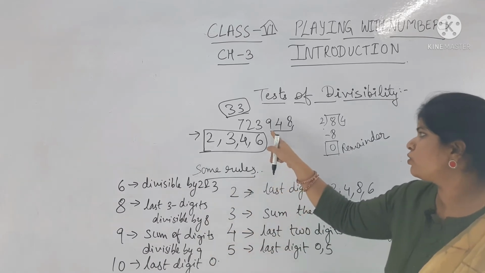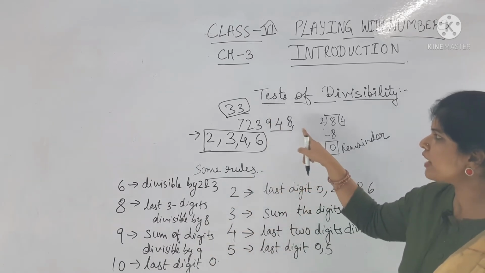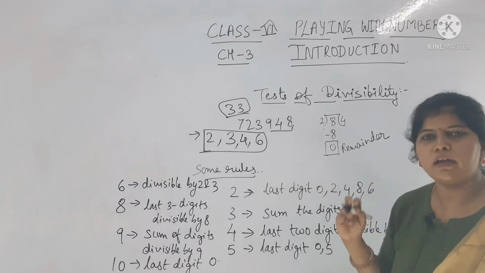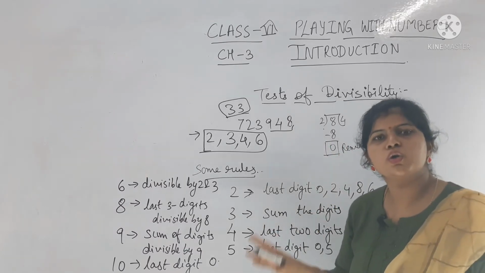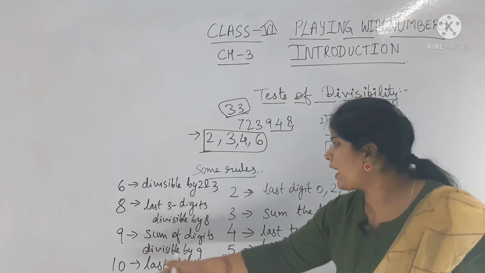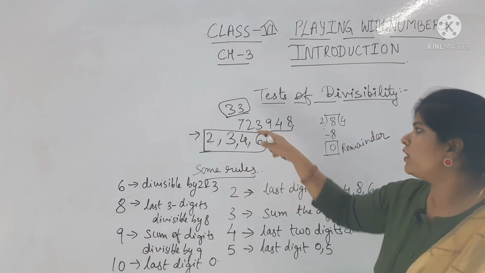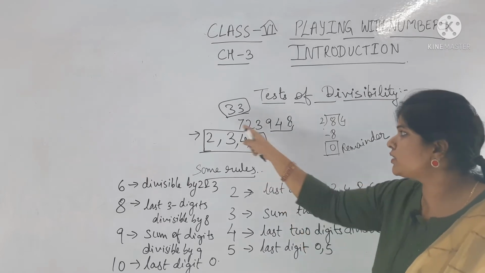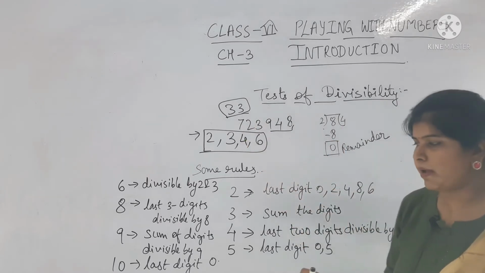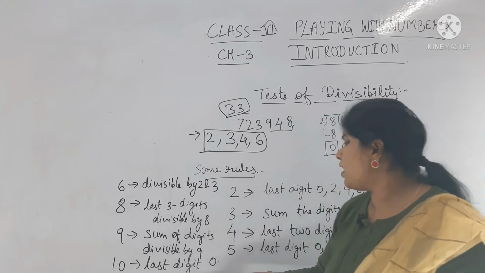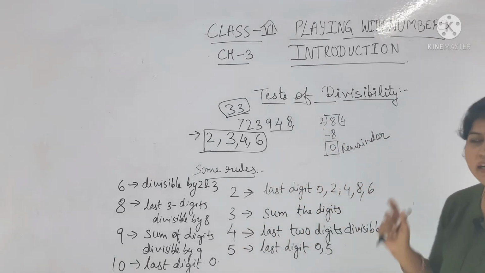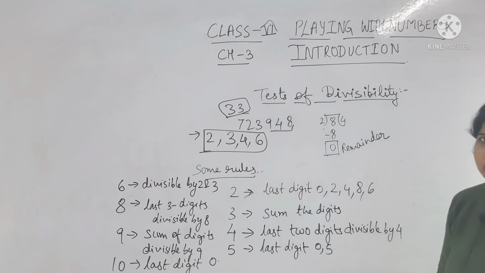For 8, you have to divide the last 3 digits by 8. If the remainder becomes 0, it is divisible by 8. For 9, you have to sum the digits. If the result is divisible by 9, then the number is divisible by 9. For 10, the last digit should be 0 for divisibility by 10. So these are the rules, you can note them down.